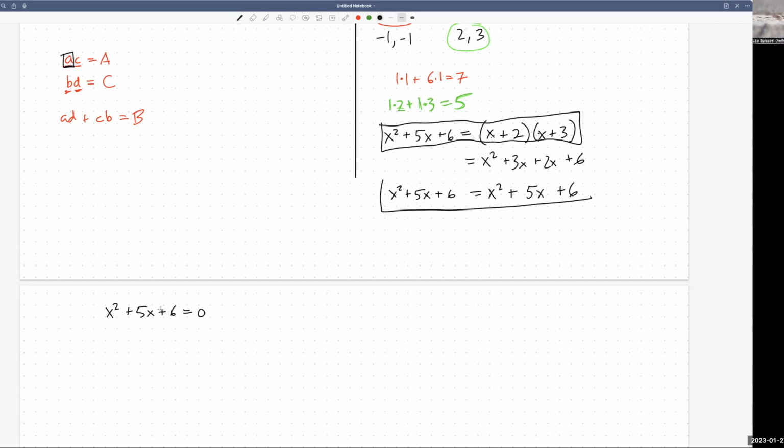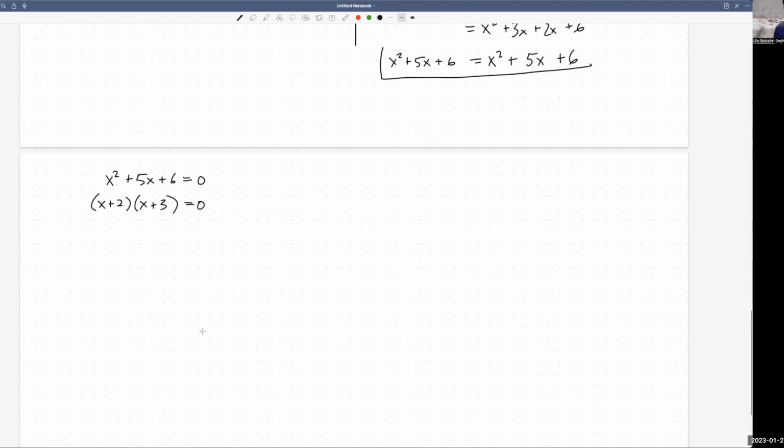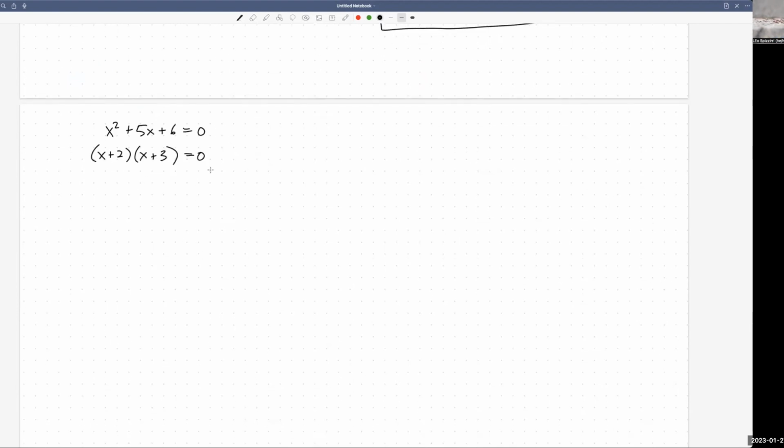Well, now that I know that this factored form is equivalent, I have (x + 2)(x + 3) = 0. And now we're going to use a nice little fact that only works with the number 0, right? This is why we look for this form where we have 0 on the right. If I have two things multiplying together to be 0, then it must be the case that one of them is 0. It has to be true that A is 0, or B is 0, right? It could be the case that both of them are.